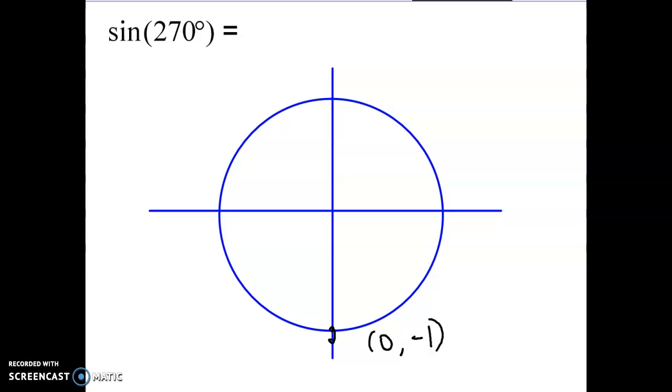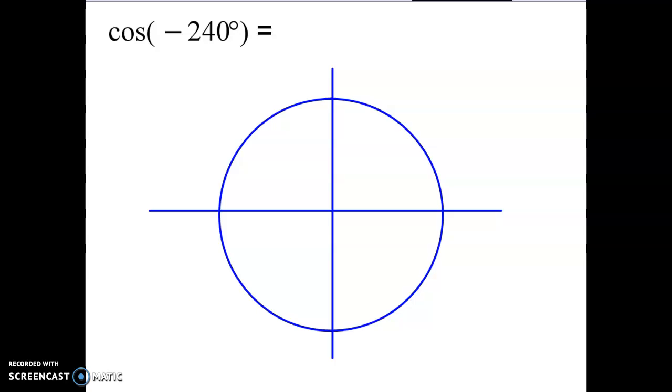And if you remember from what we talked about before, sine goes with the y coordinate, so therefore sine of 270 is going to be -1. If I had asked you for cosine of this one, cosine goes with the x coordinate, so cosine of 270 would have been 0. All right, let's look at this one.